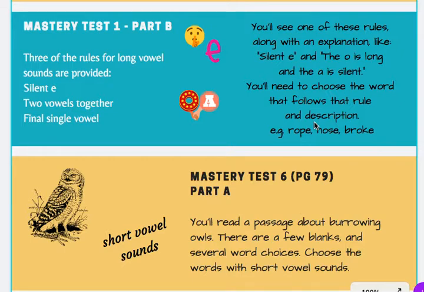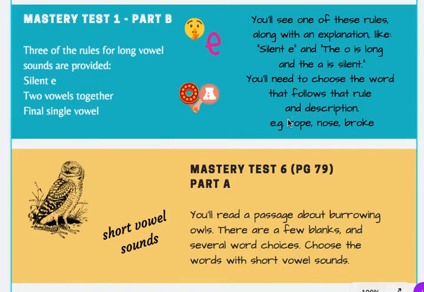So like for the words rope, nose, or broke, you'll have an O being long and an E being silent, right? So this is a little mistake that I made. It should say the E is silent. Forgive me for that. But if you had a word like, say, coat or boat or goal, for those, that would be the 2 vowels together rule where the O would be long and the A would be silent, okay?